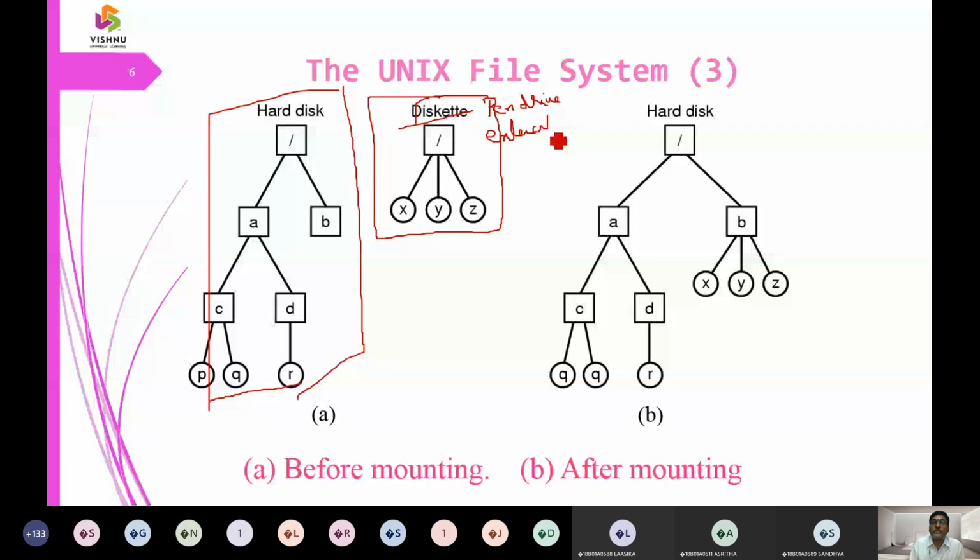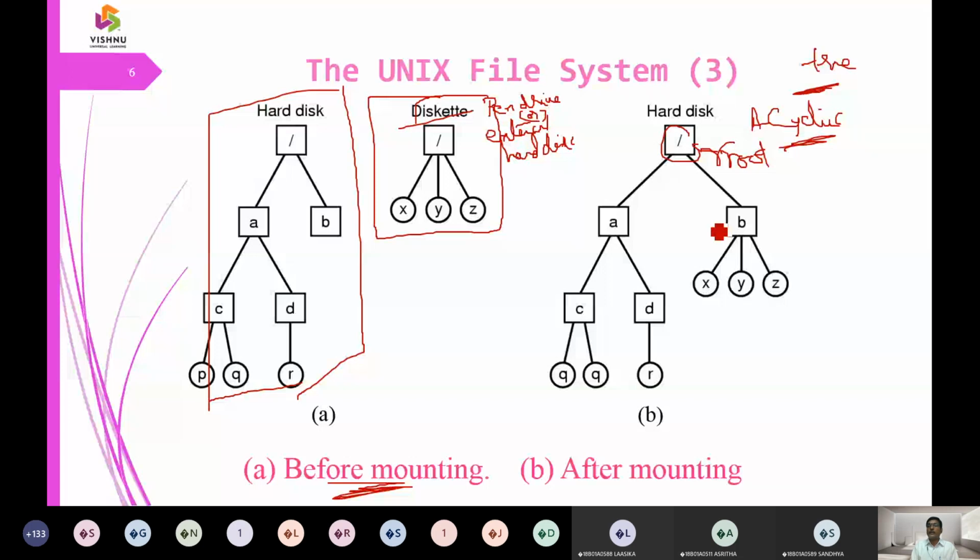We are going to call this before mounting, and now you can see a tree structure, an acyclic structure, is going to happen. This one we are going to call the root node, and this is the pen drive, you can say, and this one we are going to say is the actual storage structure, we can assume.